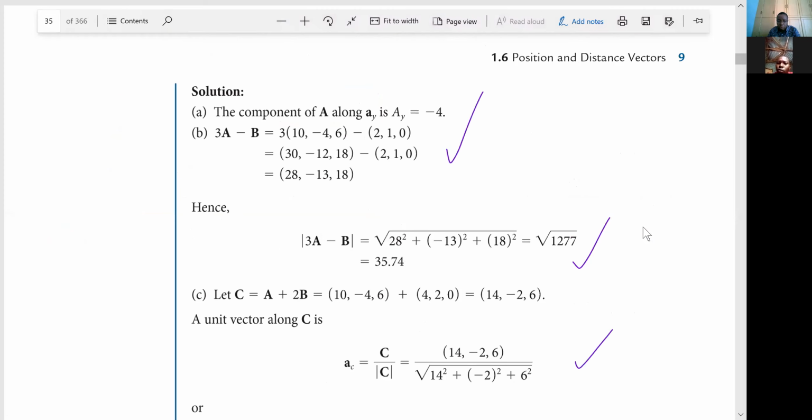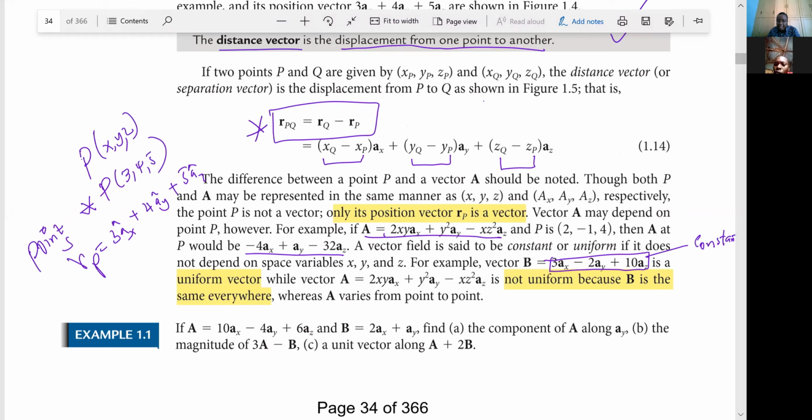But if it depends on space variables like X, Y squared, or Z squared, then you see that it is not uniform, but rather it is varying from point to point.